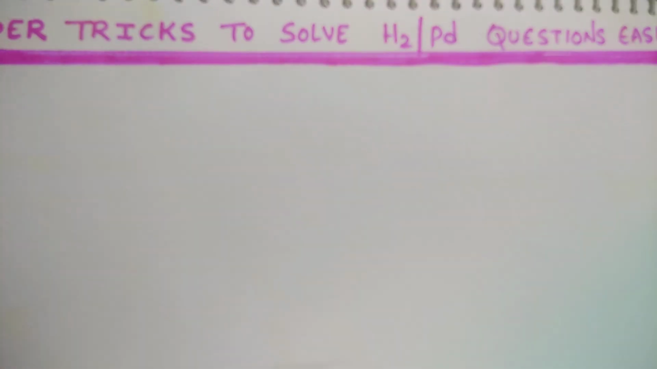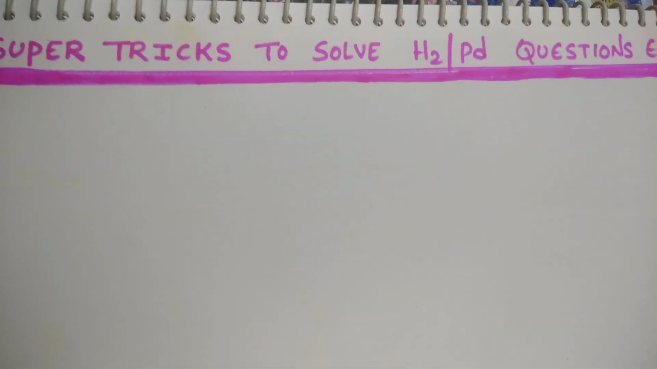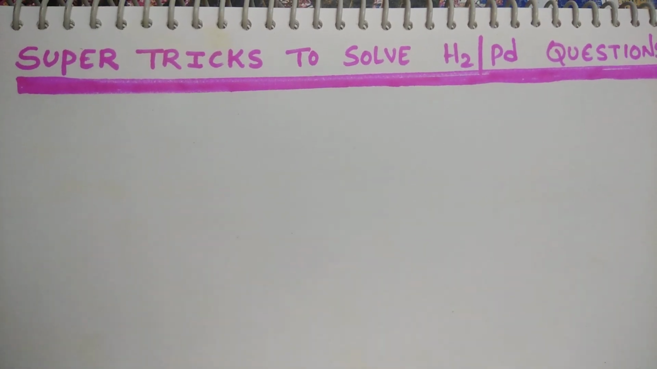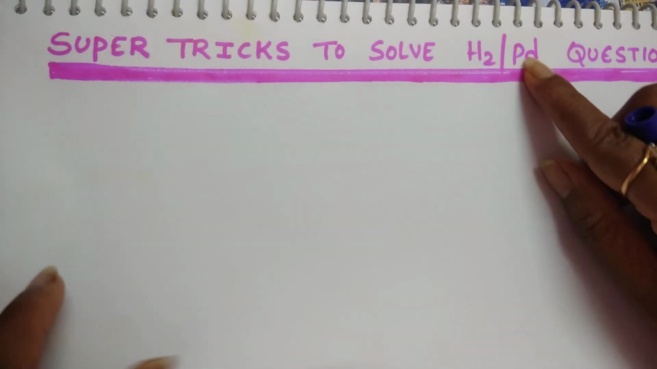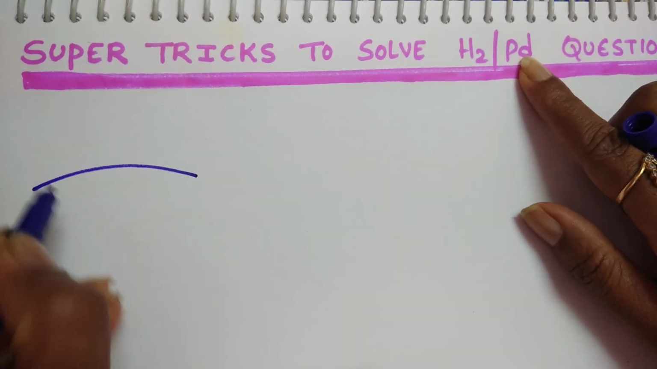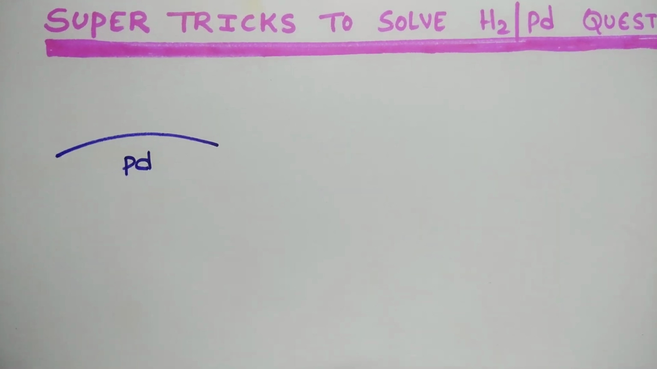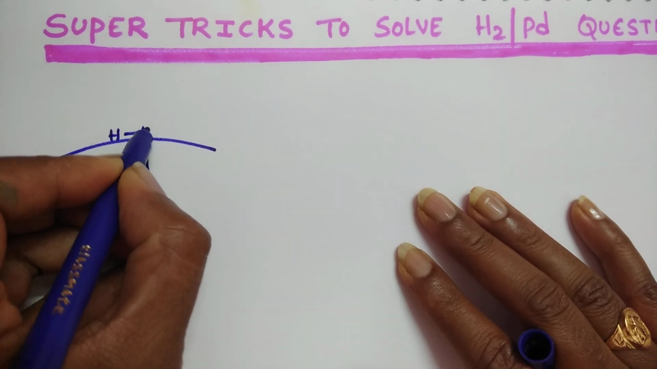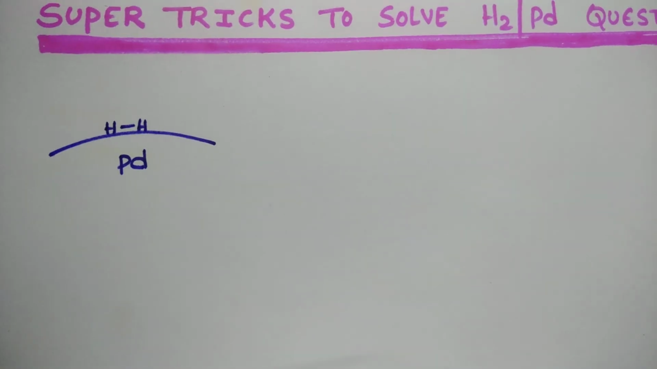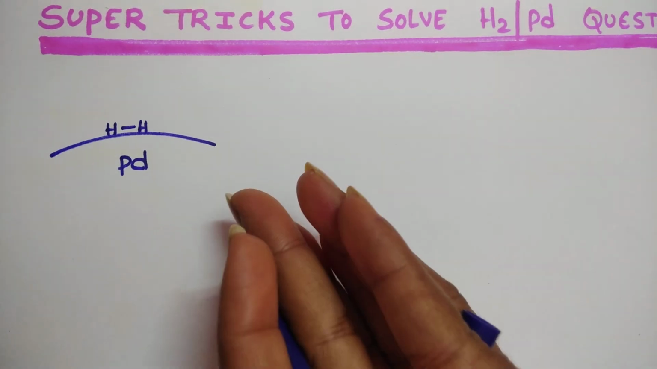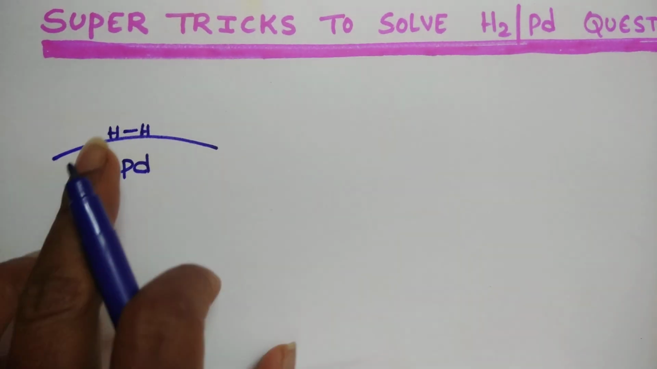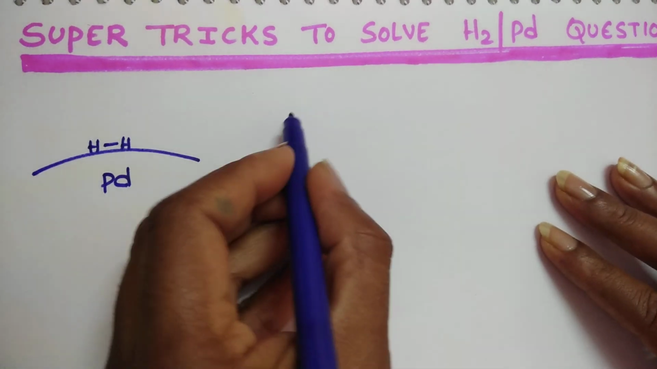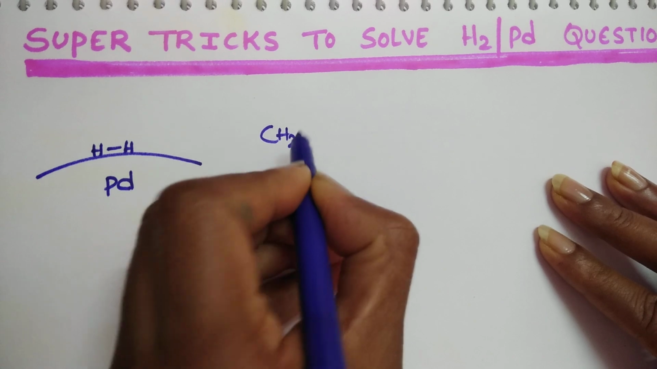Pay attention. Let us see what is this hydrogen over palladium. This is also known as catalytic hydrogenation. Here palladium is a catalyst. On the surface of the catalyst, the hydrogen molecule will be there. When you add alkenes, the alkenes come here and react with this hydrogen, and breaking of the bond takes place. For example, let's take ethene.